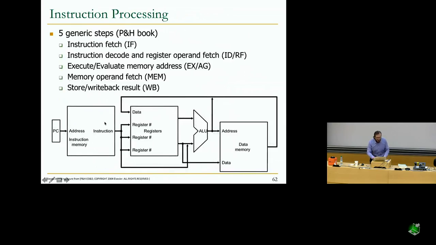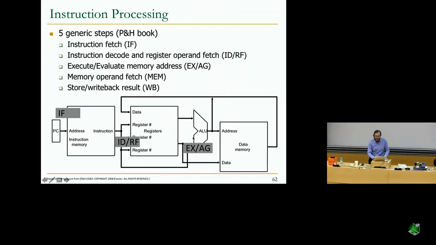Okay, so we're going to look at instruction processing. There are 5 generic steps, very similar to the 6 phases. So we're going to put these components together, right? This is the program counter. Instruction fetch will take the program counter and access instruction memory. Instruction decode will decode the instruction, generate the control signals, and access the registers.